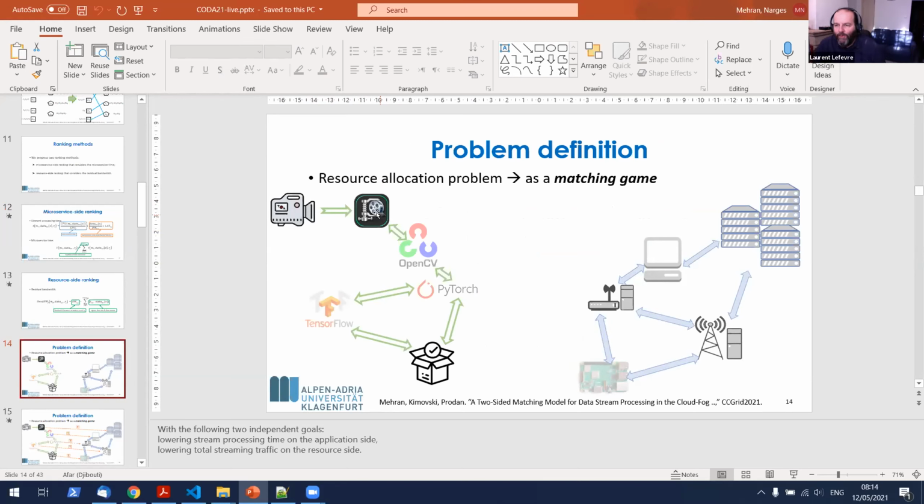Okay, thank you. Three more questions. One question from Daniel Balouek-Tomer from Rutgers University in USA. How do you avoid NP-hard searches when performing the matching ranking model? Have you observed prohibitive overheads?